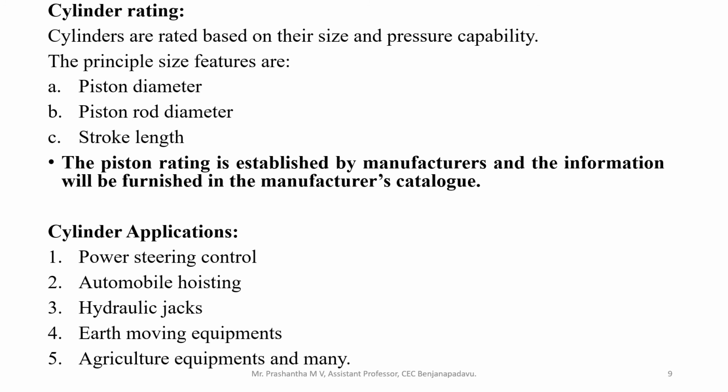Why? Because once we service an automobile, these hydraulic jacks are utilized to lift the vehicle. Earth moving equipments like JCBs are heavy vehicles. Then agriculture equipments are utilized to spray pesticides, fertilizers, and medicines for the plants. Those agriculture equipments are applications of hydraulic cylinders or hydraulic systems.